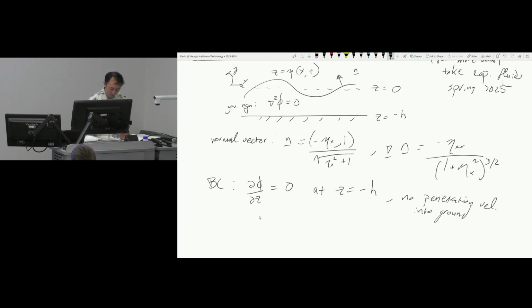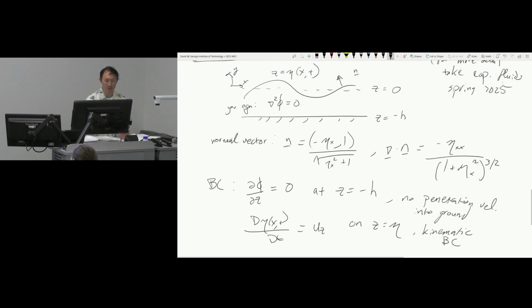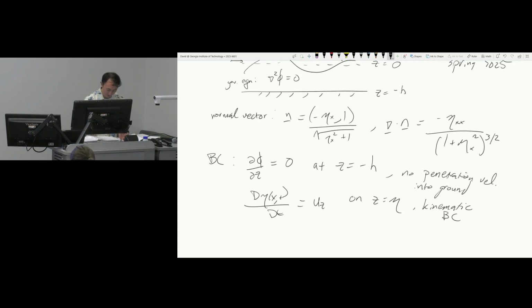Then you have what's called the kinematic boundary condition. It relates two functions. One is the shape of the water surface, eta, and the other one is the velocity field, and it just says they match on the water surface.